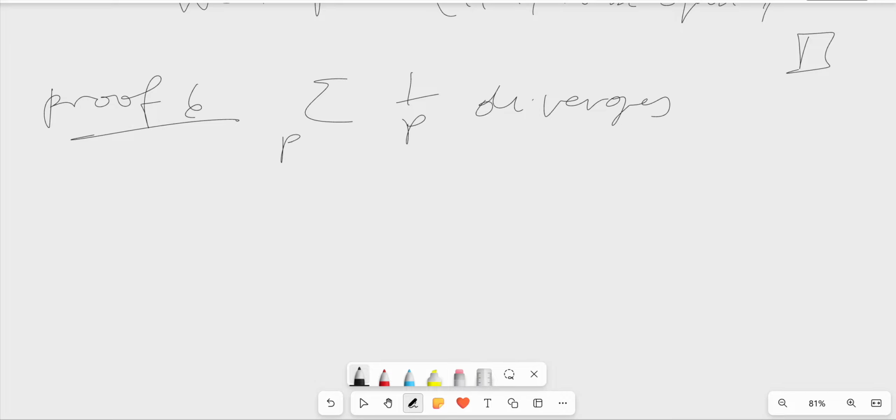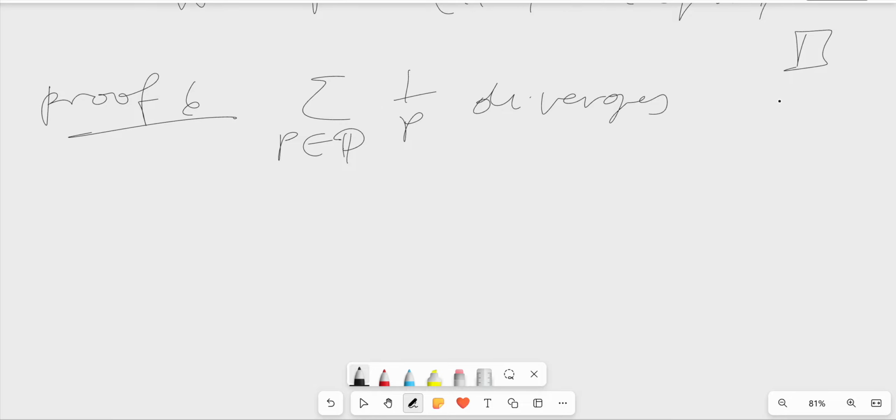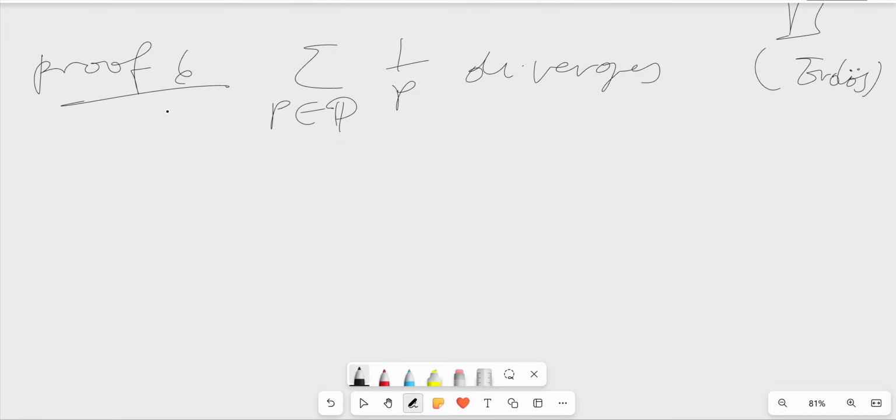So the last one is also another fabulous proof, which we cannot skip. So we prove this diverges. And the proof is due to Erdos. It's one of the newest proofs, and here's how it goes. So here we assume it converges.